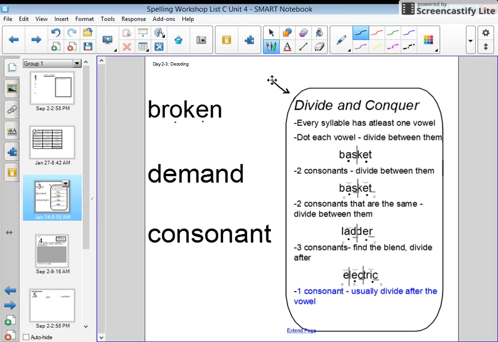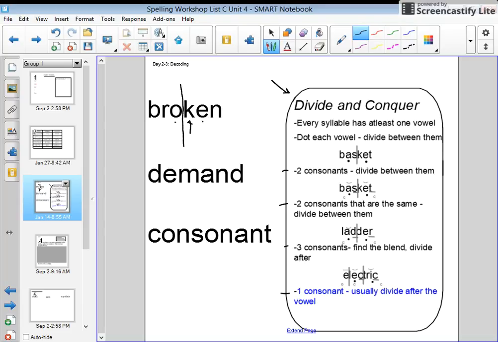Just like we did in the closed vowel tutorial, we are going to look between the vowels and see how many consonants there are. In this case, all we have is the K. So if we go down our list, there's not two consonants, there's not three consonants. Oh, look, we have this new rule that your kids have been learning recently: there is one consonant, so we usually divide after the vowel. In this case, our break is going to be between the O and the K.